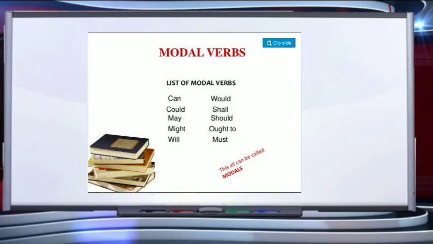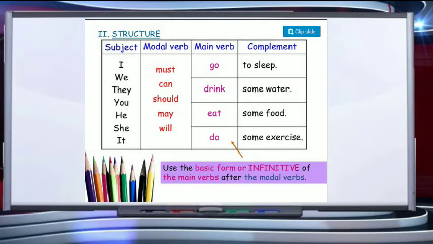Now, examples of modal verbs: can, could, may, might, will, would, shall, should, ought to, must, and there are many more: need, needn't. All of these can be called modals. Now, how do we use the modals? In a sentence, first of all, use the subject, then the modal verb, then the main verb, and then the complement of the sentence.